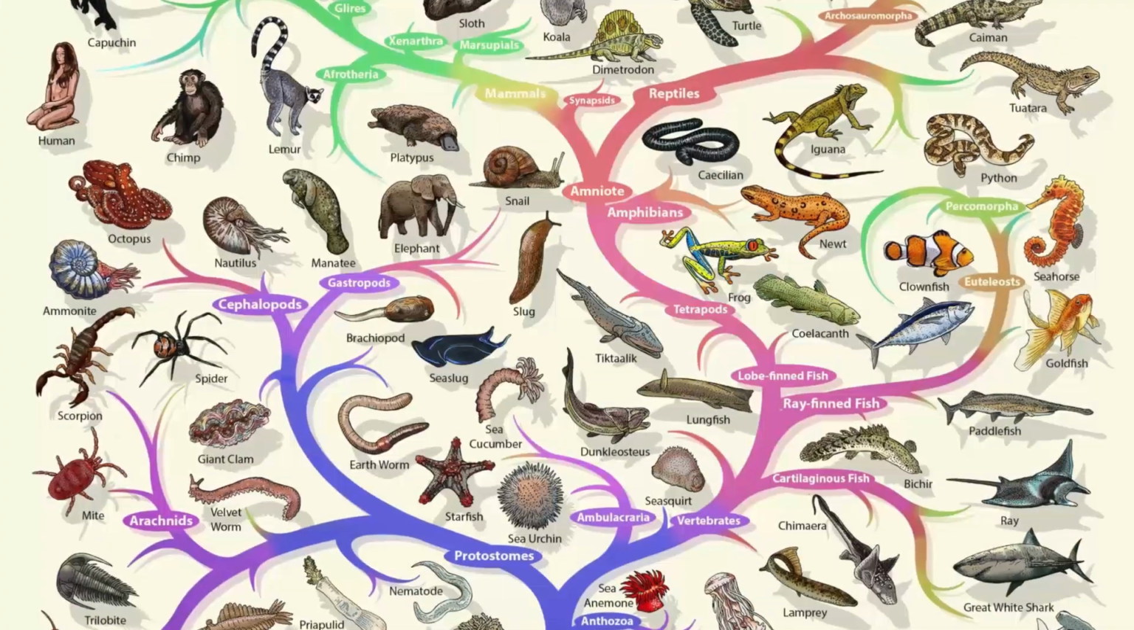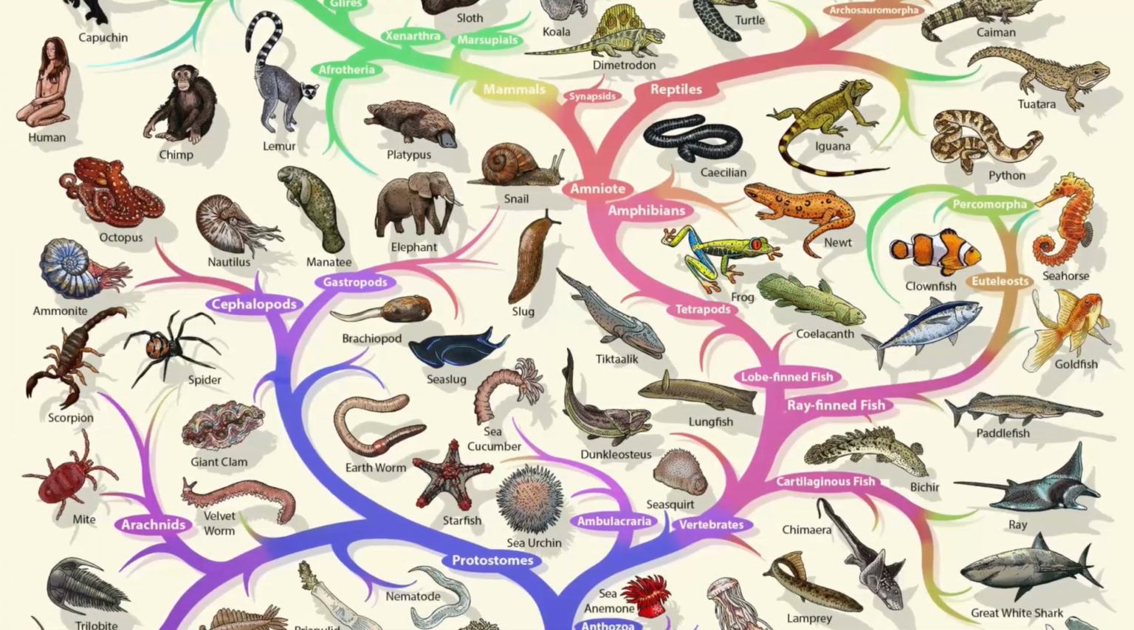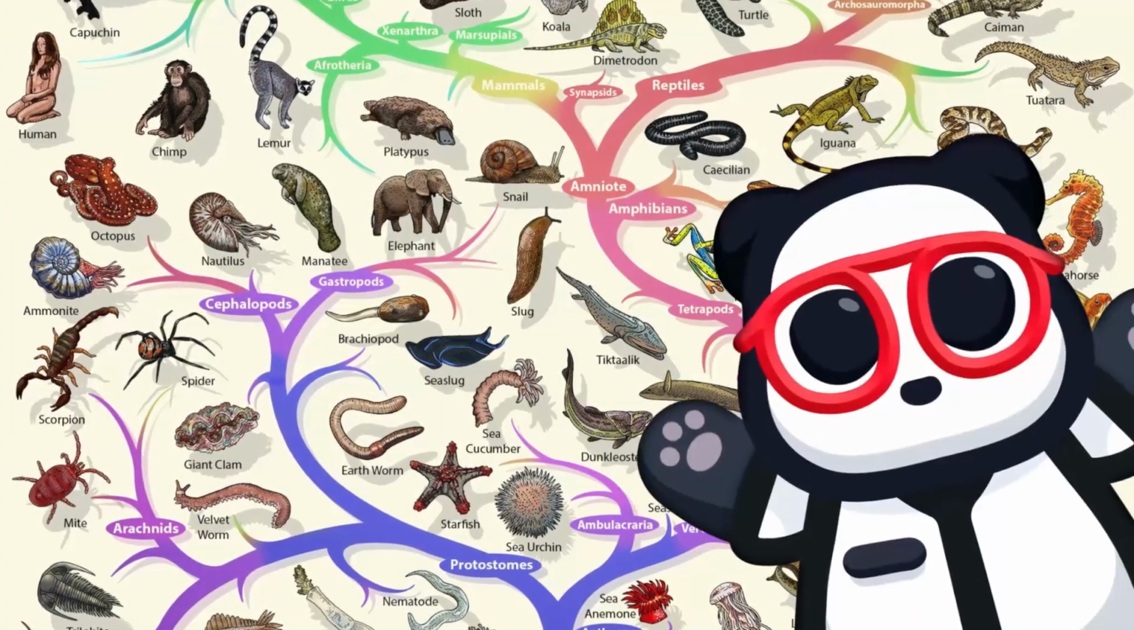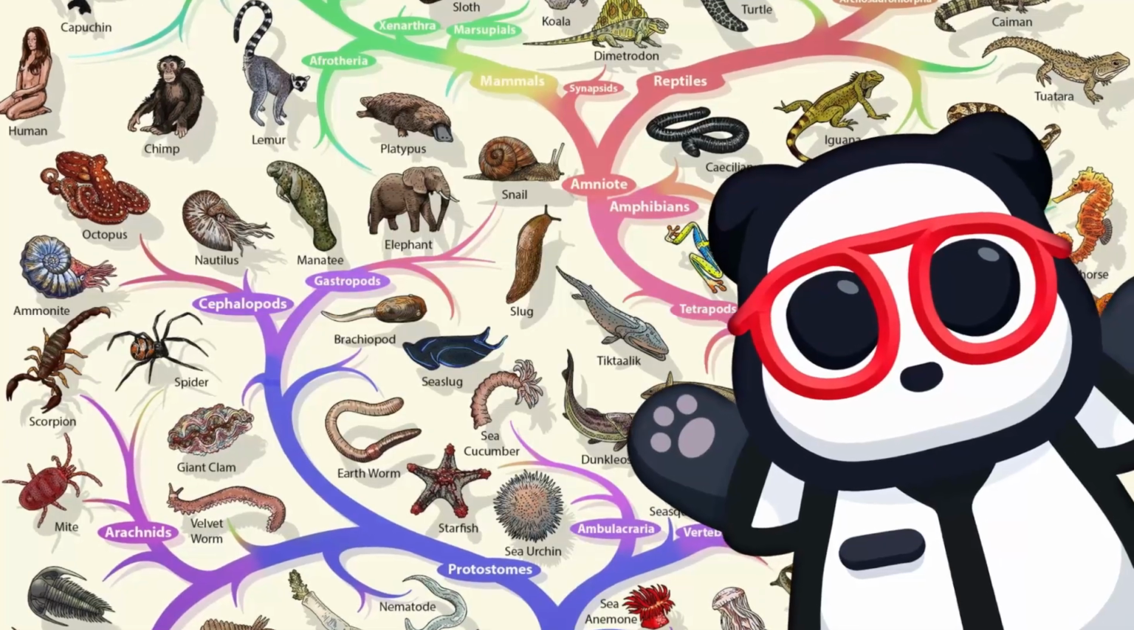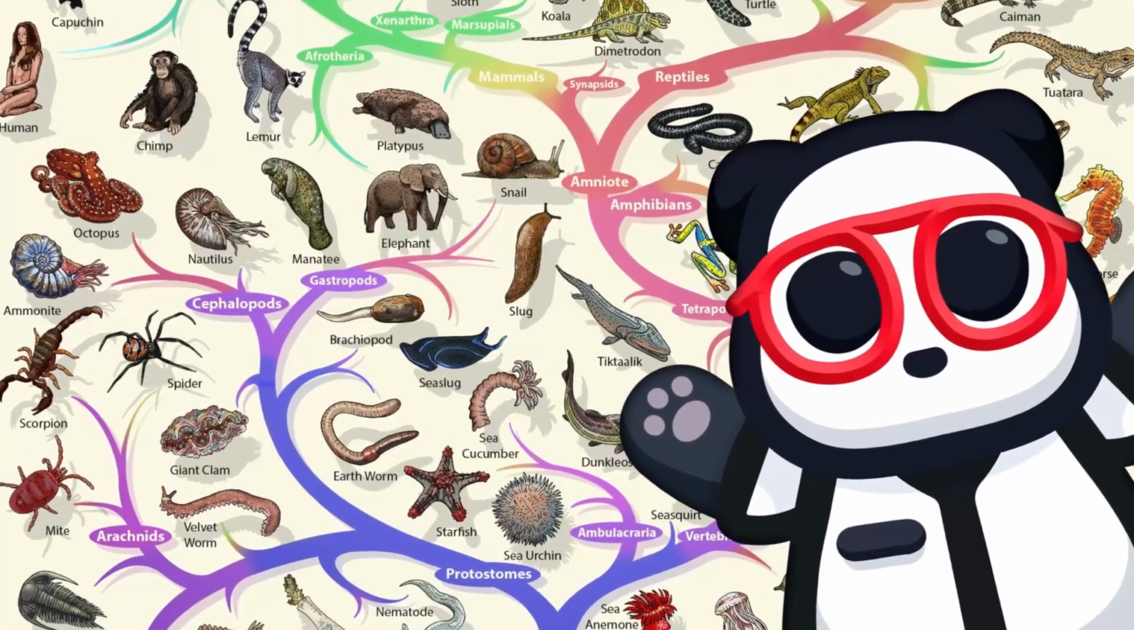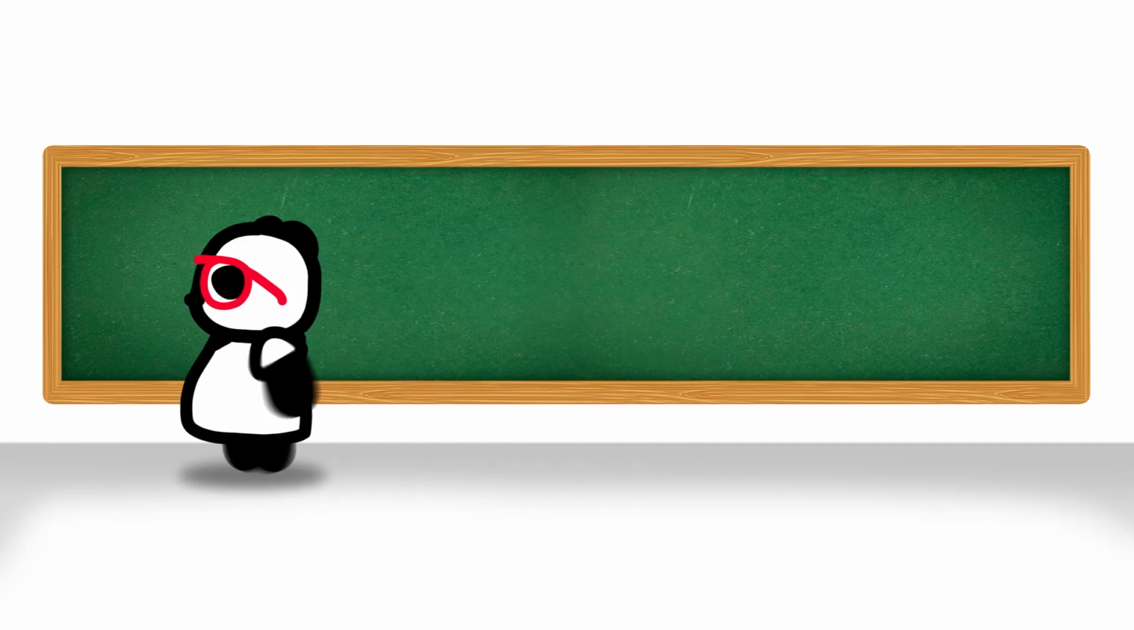This great tree of life with its many branches didn't just appear out of nowhere. There are reasons why we have so many different species in the environment, and that's what we're going to talk about today.